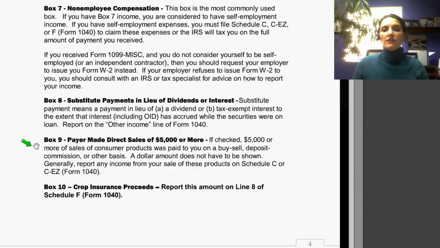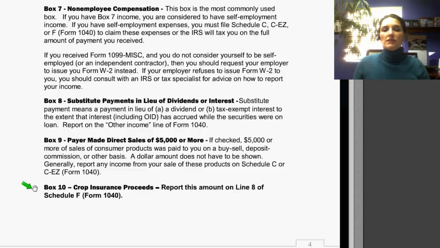Box 8, payer made direct sales of $5,000 or more. If this box is checked, $5,000 or more of sale of consumer products was paid to you on a deposit, commission, or other basis. A dollar amount does not have to be shown. Generally, you report any income from your sale of these products on Schedule C or CEZ.